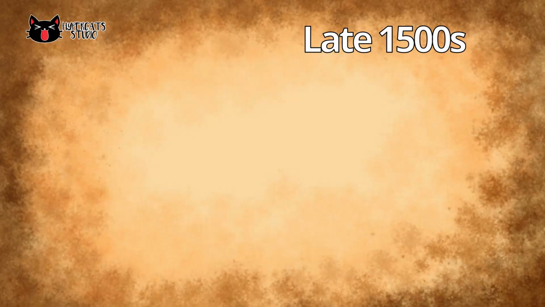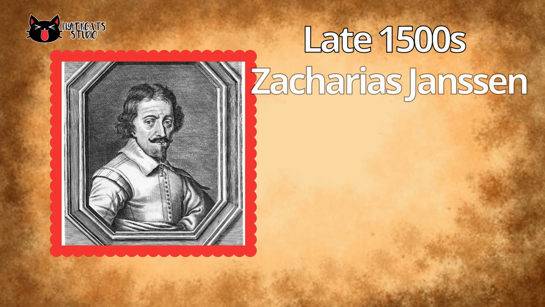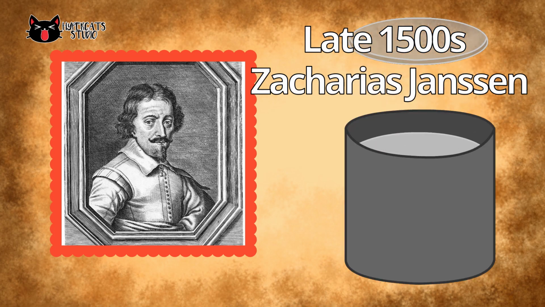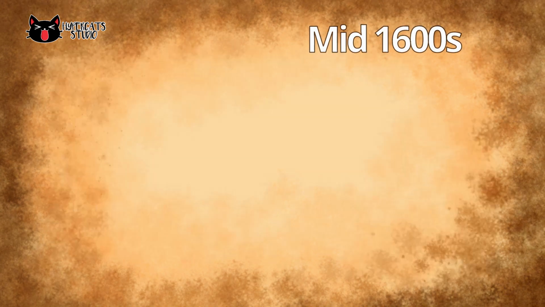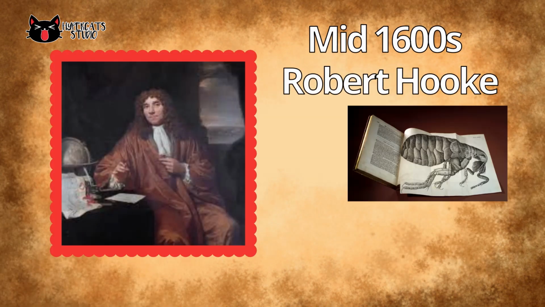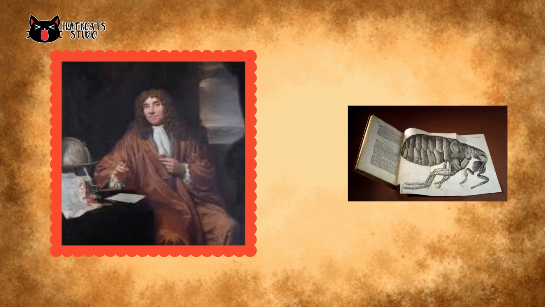In the late 1500s, Zacharias Janssen and his father, who were eyeglass makers, built the first microscope by putting lenses on a tube. A few decades passed. In the mid-1600s, an English scientist named Robert Hooke was the first to observe living organisms with a microscope.